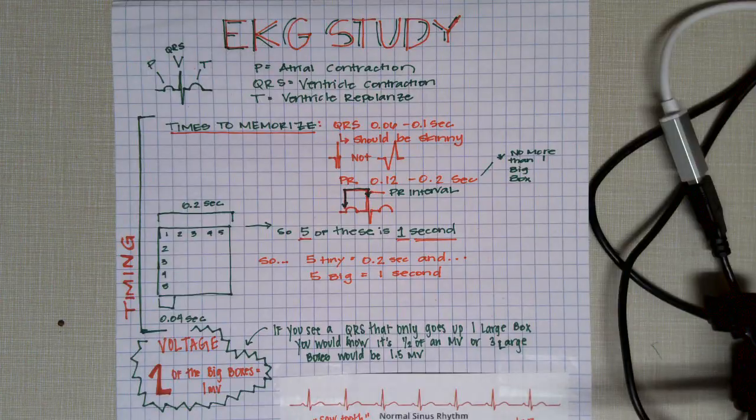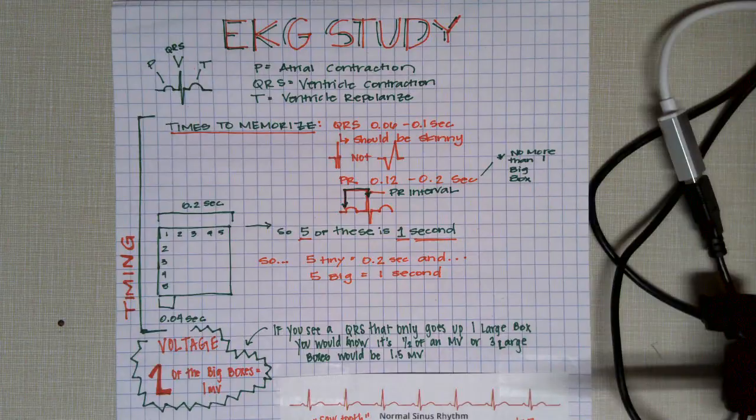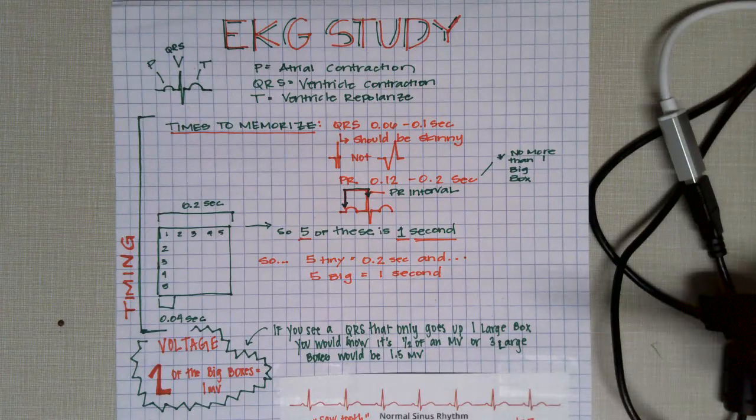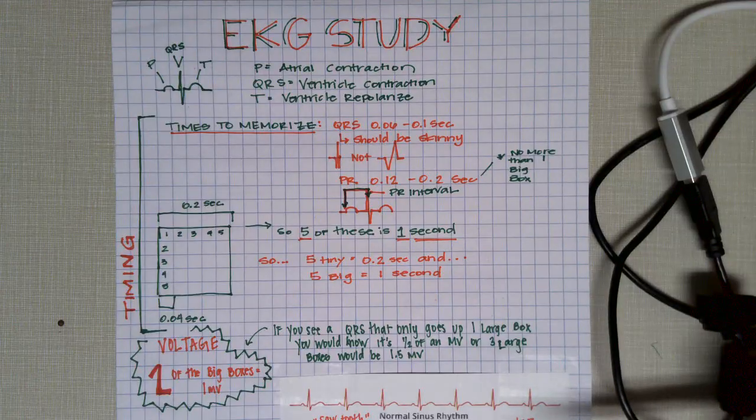You may remember from your basic anatomy that the heart has a pump on the top and a pump on the bottom, right? The top is called the atrium and the bottom is called the ventricle. And it goes dun, dun, dun, dun. So the P wave is that atrium contracting. It's pretty small. The atrium is a thin wall. It's not nearly as muscular as the ventricle.